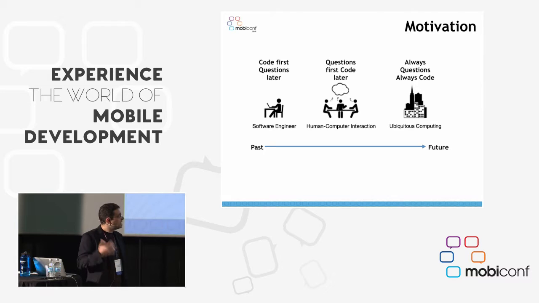Like I said, my mindset also changed. Before, as a software engineer, I would just code first and then ask the questions later. So I will just deal with the bugs later. Then with human-computer interaction, basically, I would try to get the requirements right and then do the code. And this is basically how industry normally does it. You just make sure that you have everything pinned down into the most excruciating detail, and then you do the development. And then you have the ubiquitous computing side of me, where I always have a lot of questions and I always have to code.